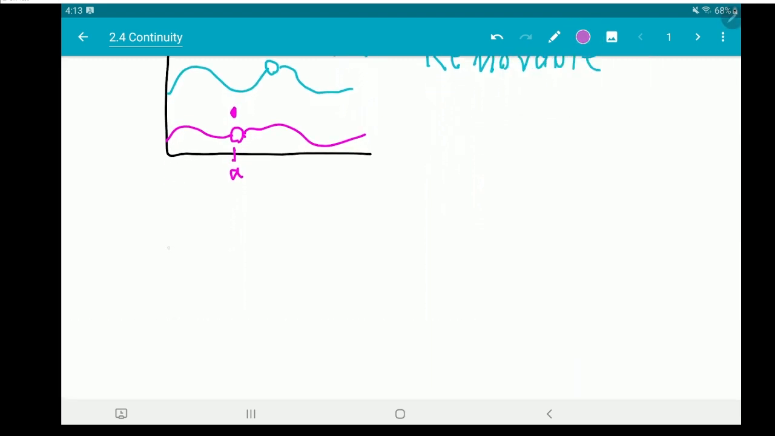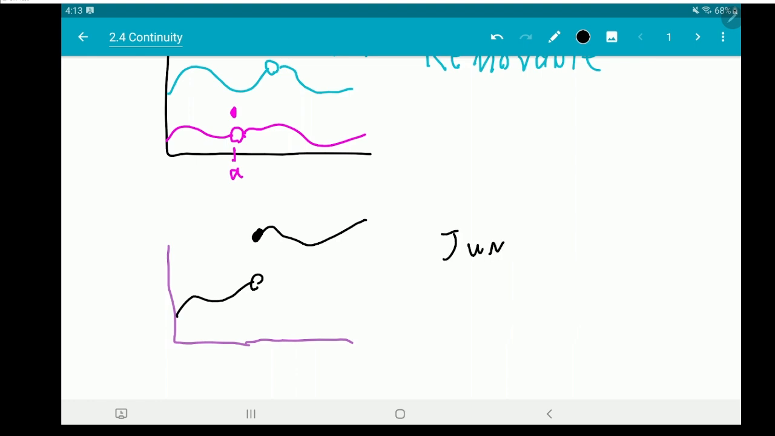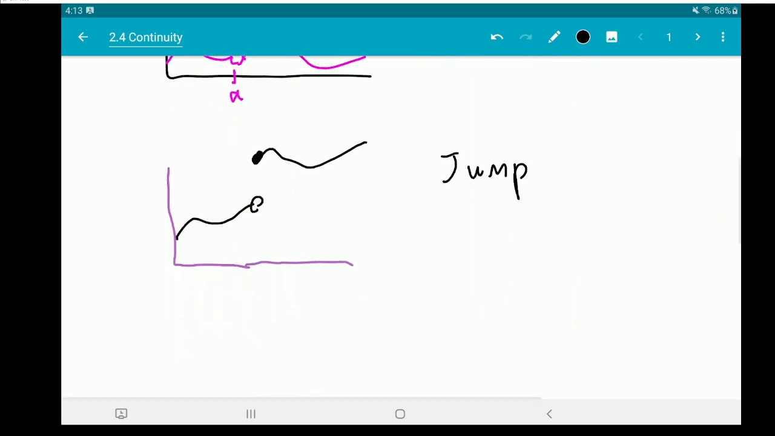Next is the jump discontinuity. And so that would be something that looks like this, where you have a left limit and you have a right limit, but the two are not the same. So in particular, the limit wouldn't exist then because the left and right limits are different. And so that's how you tell algebraically that you have a jump, is you can find the left limit, you can find the right, but the two numbers that you get are different. That's a jump discontinuity.